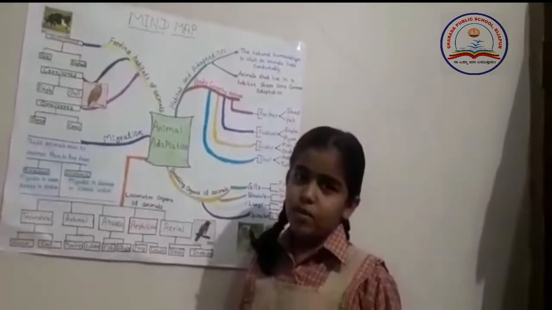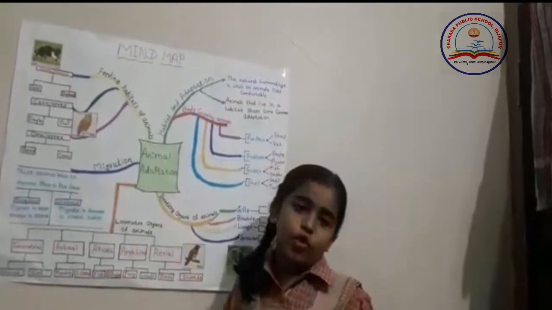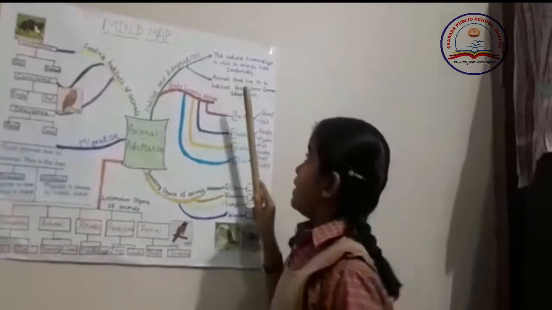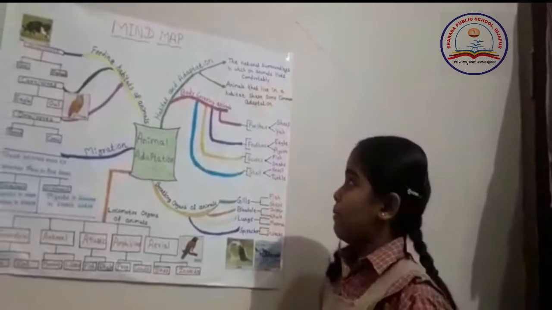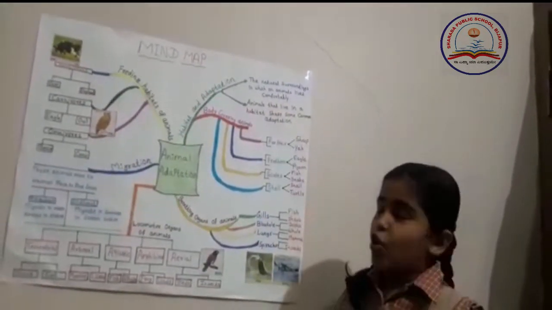Today I'm going to explain a brief topic, that is animal adaptation. First I'm going to explain about habitat and adaptation. Habitat means the natural surroundings in which an animal lives comfortably, and animals that live in a habitat share some common adaptations, which is called adaptation.